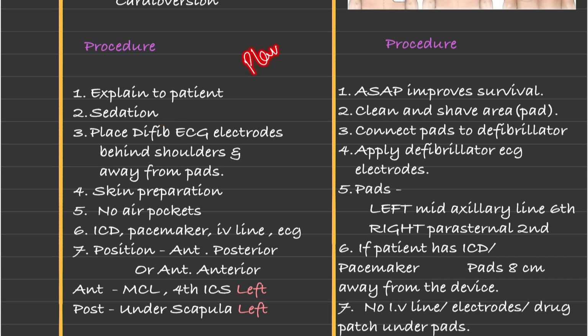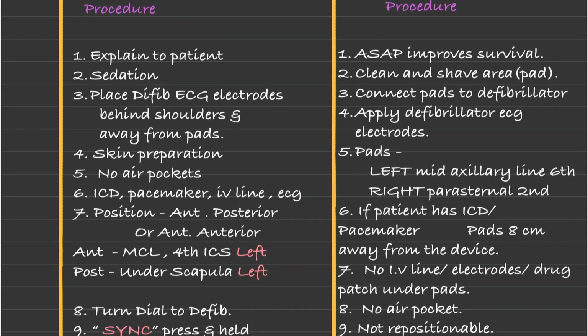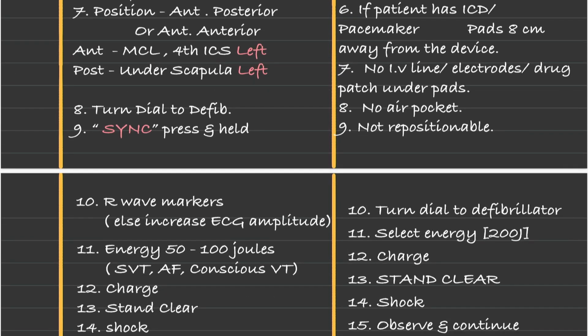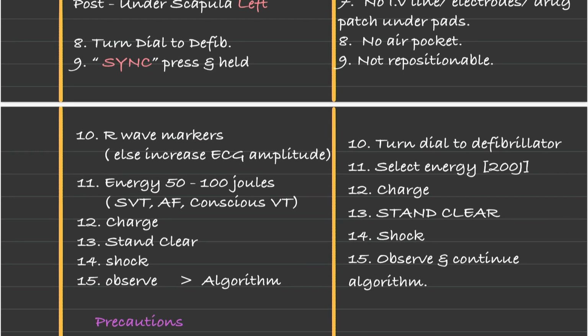It is a planned procedure. We have to give sedation to the patient. We have to take consent from the patient and apply pads. Skin preparation is very important, and then we have to look for R wave markers on the ECG and press and hold the sync button. We have to press and hold the sync button such that it detects the next R wave and delivers the shock. We have to stand clear and then observe the rhythm and act accordingly.